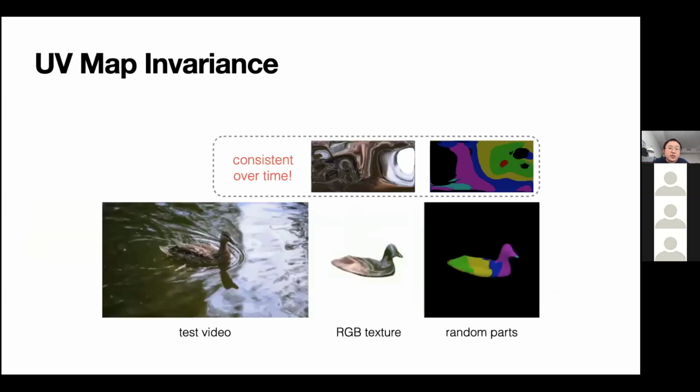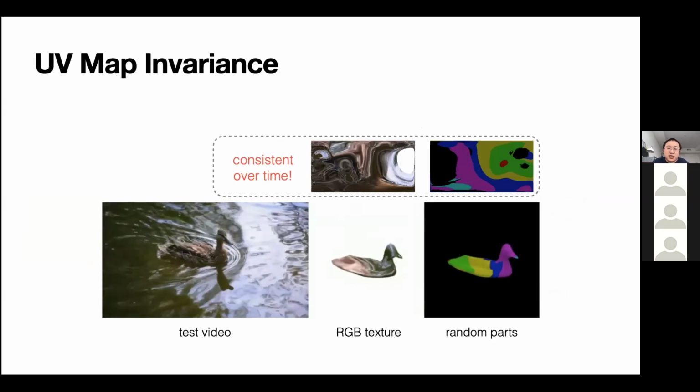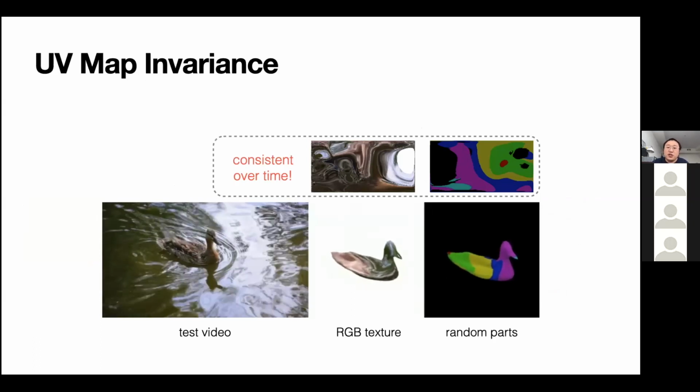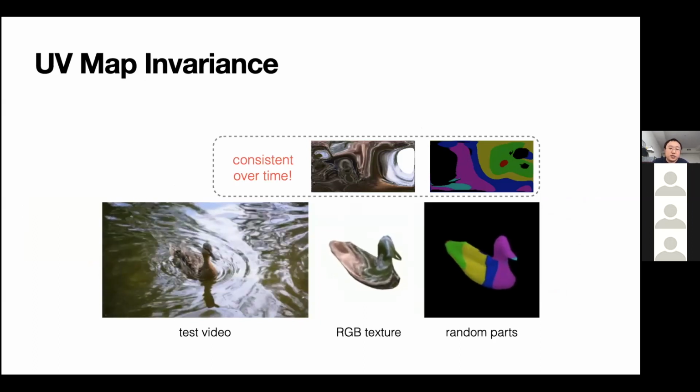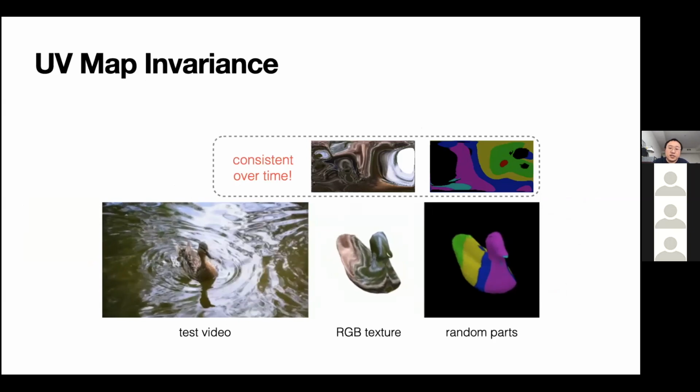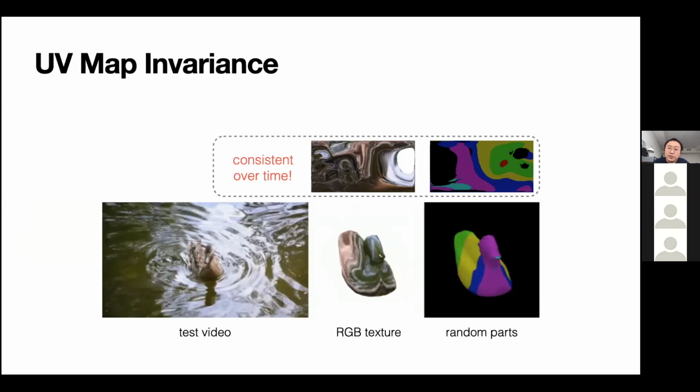We also explore such invariance over the UV space, which is independent of the shape deformation and the camera view. So we can enforce the RGB textures or a painting strip or parts projected on the UV map to be consistent over different frames. So let's focus on the random parts here and see how they can enforce better reconstruction.